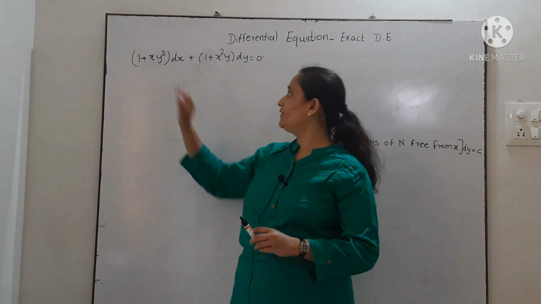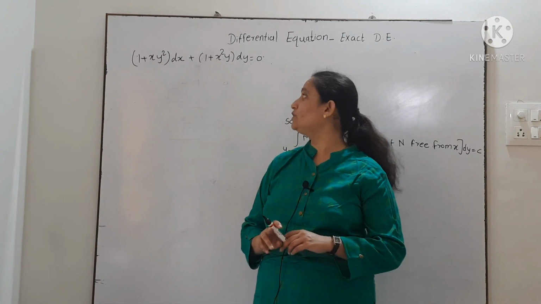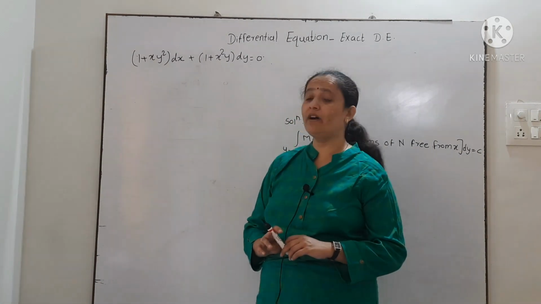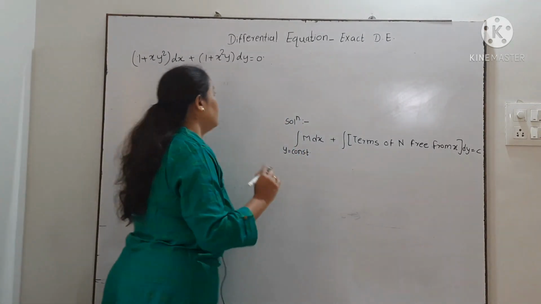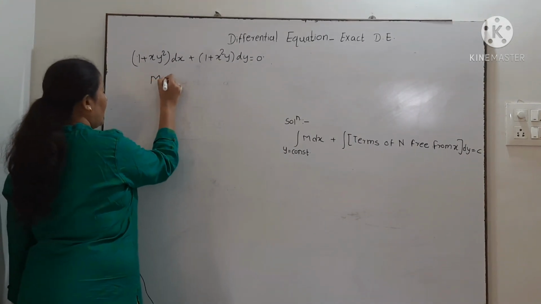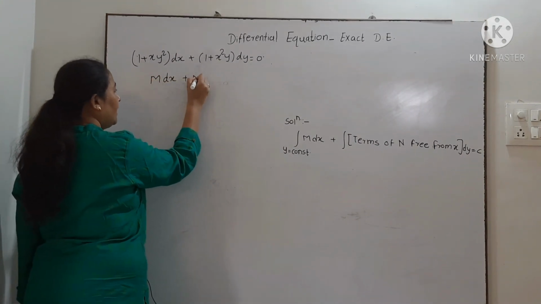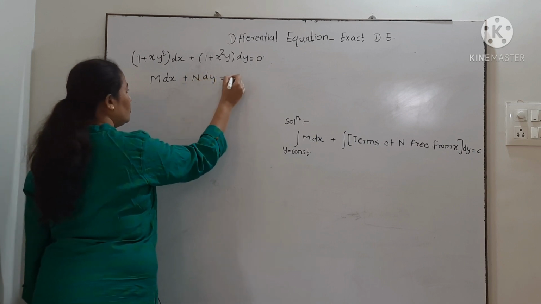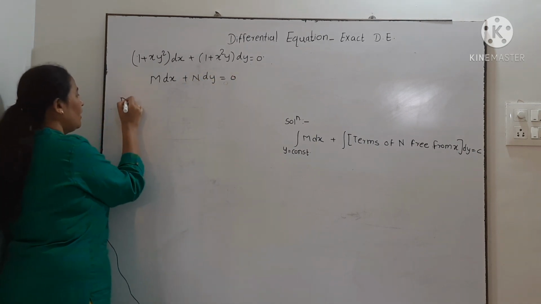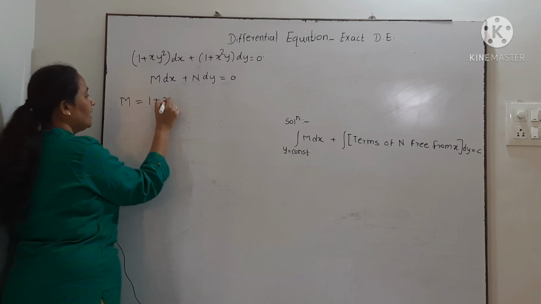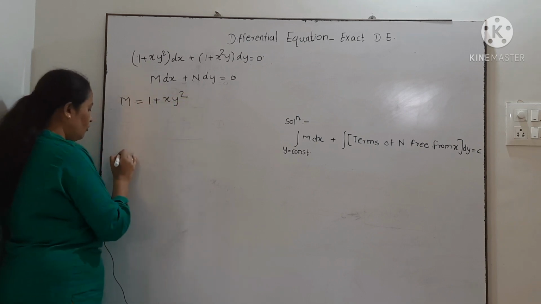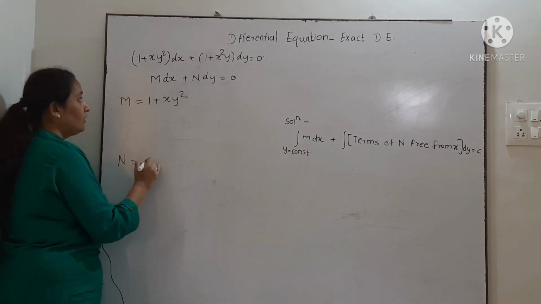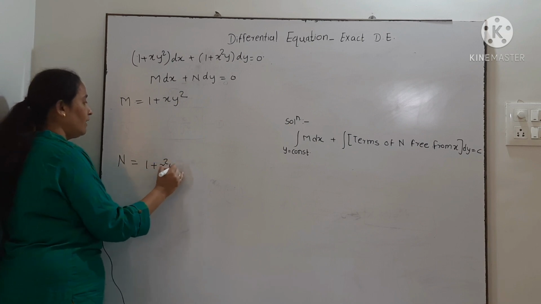Next we'll consider (1 plus xy square) dx plus (1 plus x square y) dy equal to 0. First step is the same. We'll compare this with M dx plus N dy equal to 0. So what is the value of M? M is equal to 1 plus xy square. N is equal to 1 plus x square y.